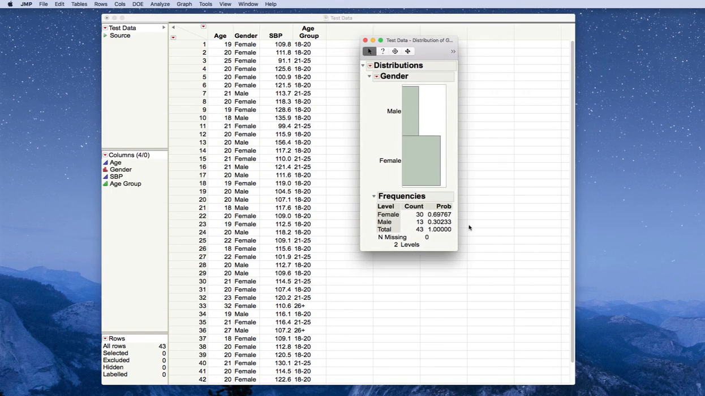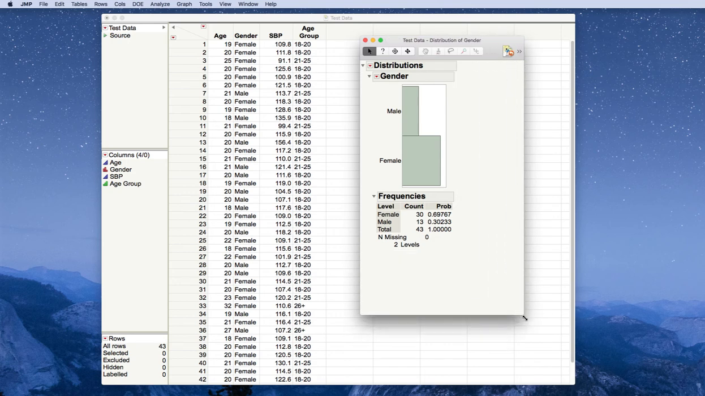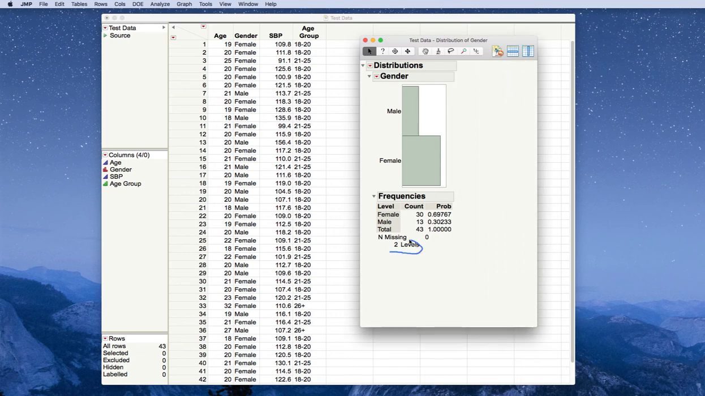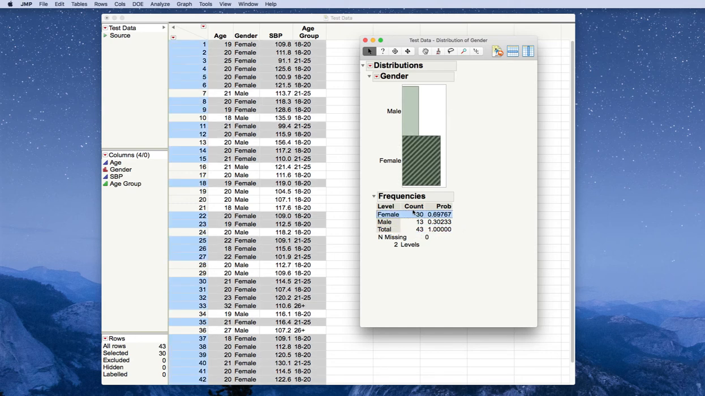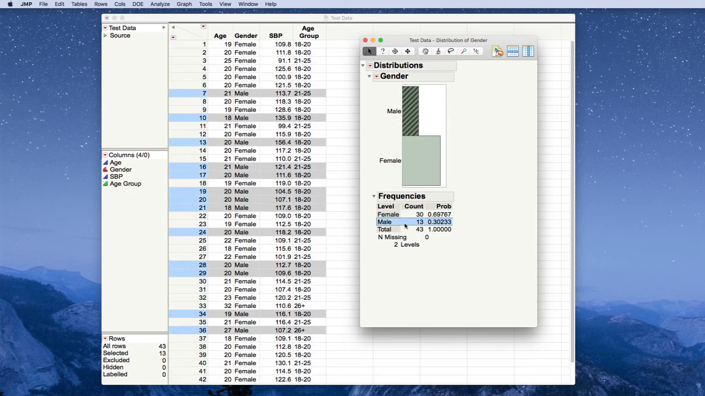This is a much simpler output because it's a simpler variable. You can see there are two levels, male and female. We don't have any missing data here. So our N is 43. There are 30 females and 13 males.